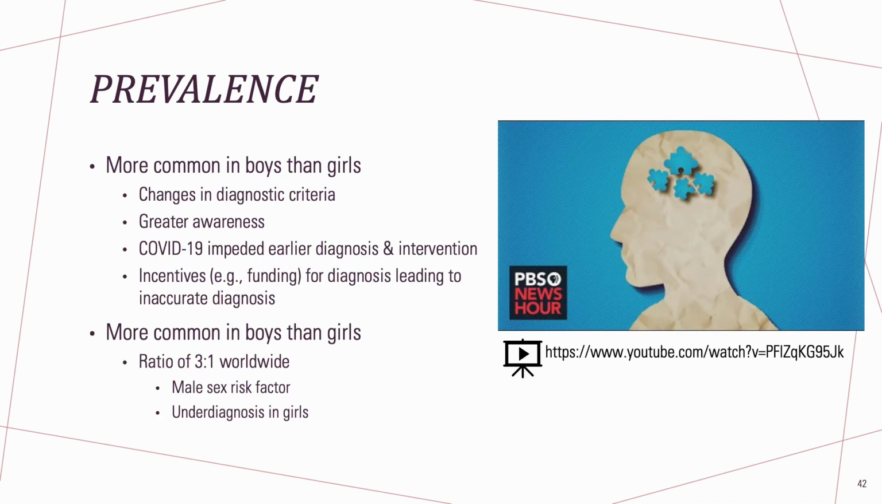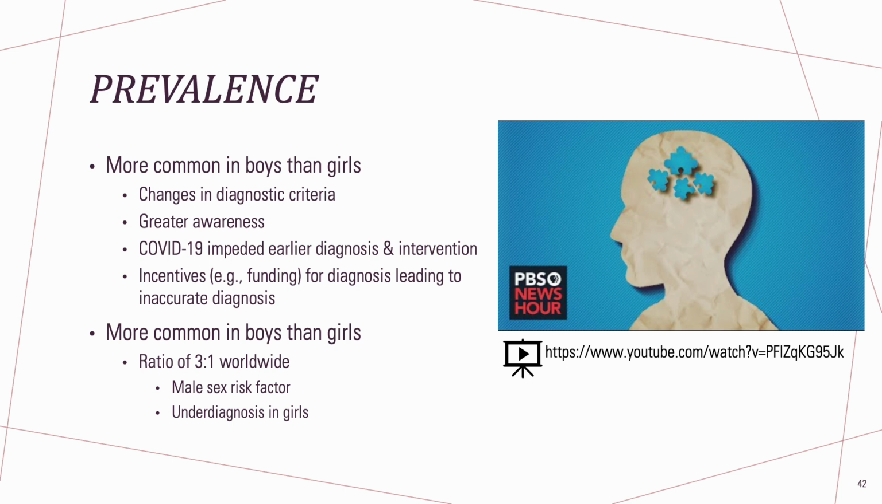Looking at prevalence rates of autism, we know that it tends to be more common in boys than girls. There are many reasons for this. It might be that this is actually representative of what's out there in the population, but it also might be related to changes in diagnostic criteria where boys are getting diagnosed at higher rates than girls. There might be more awareness with all the improvements in how we're conceptualizing autism and the knowledge out there about it in the mainstream community.